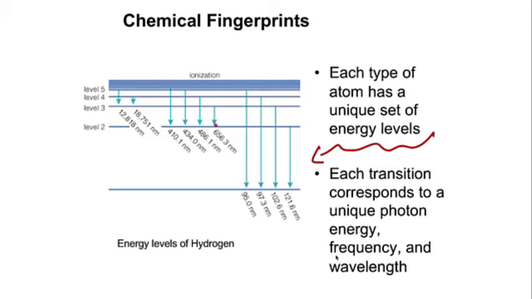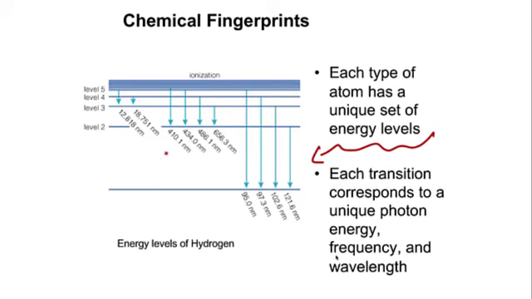Here is the n equals 3 to n equals 2. This one is 656.3 nanometers. This is a beautifully red photon. Here is one from n equals 4 to n equals 2. This one's a slightly higher energy photon. This one looks very teal. 434, n equals 5 to n equals 2 gives you a very blue photon. And 410 is just at the very edge of the visible part of the spectrum, an indigo or violet photon.